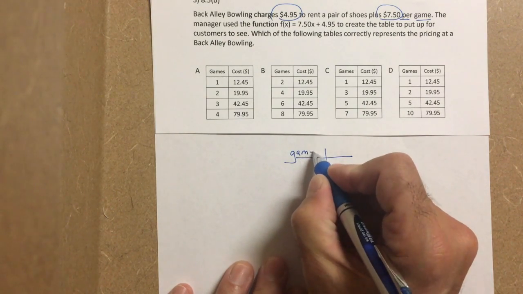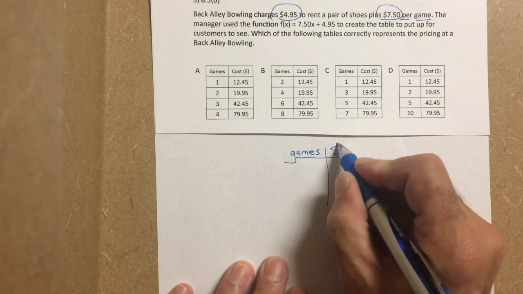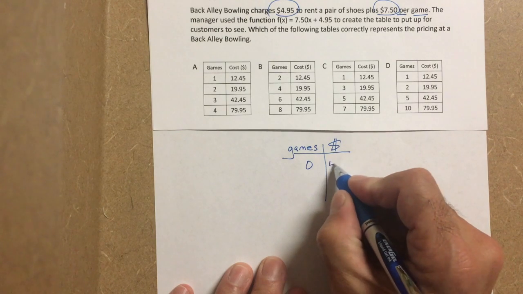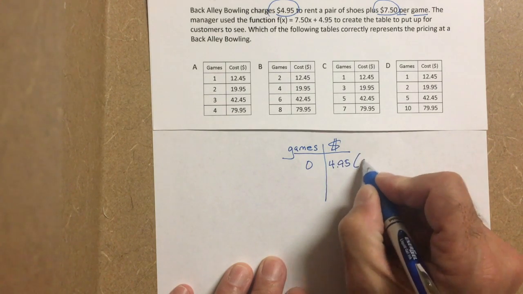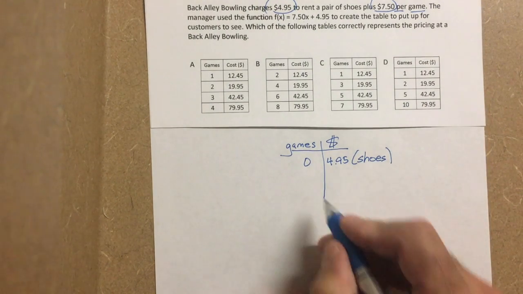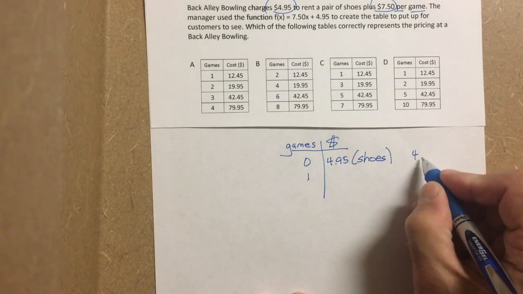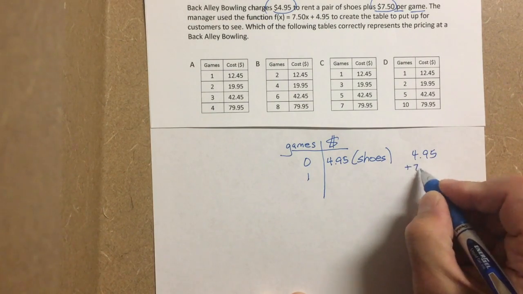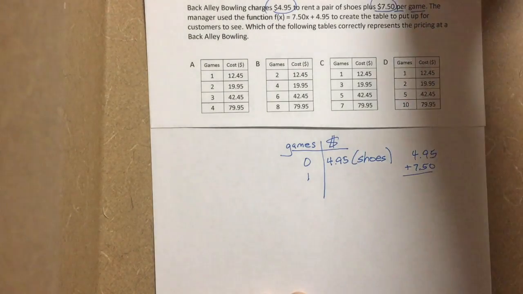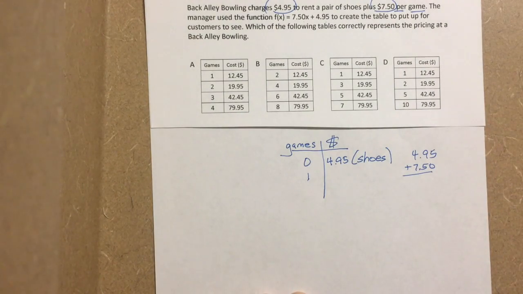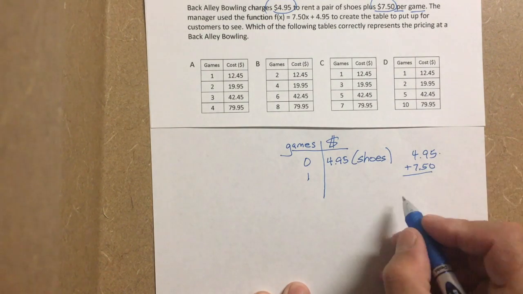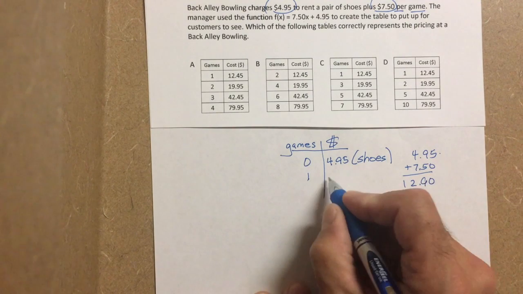The values or variables are games and money. I know for 0 games it costs $4.95 because that's the price of shoe rental. And for 1 game, I would add $7.50 to my value for shoes, and I would get $12.45.